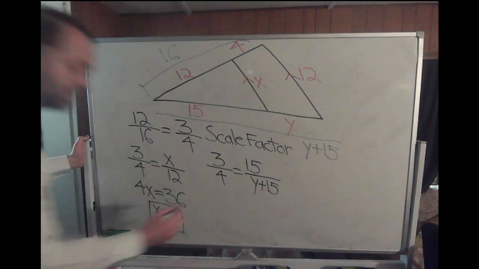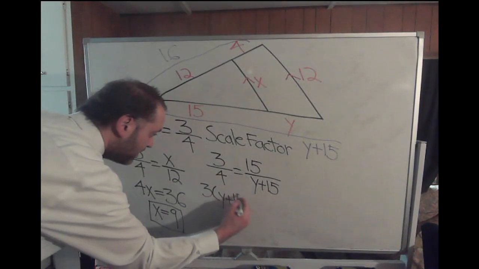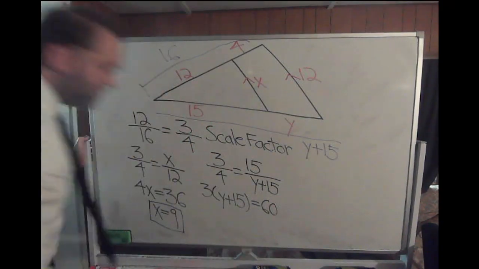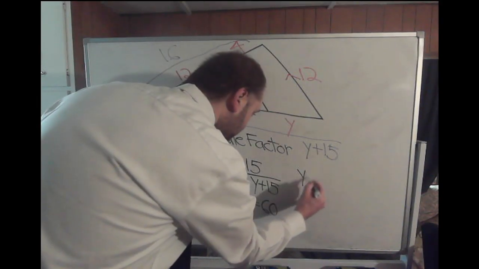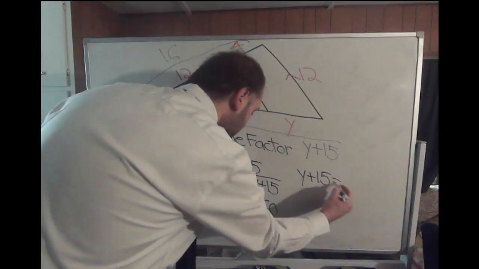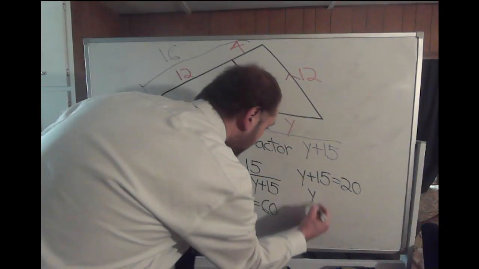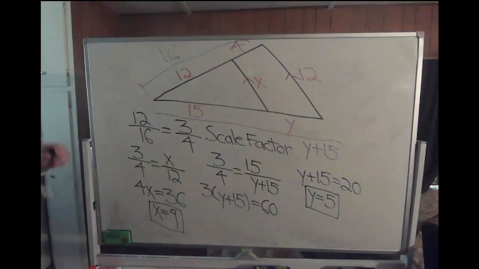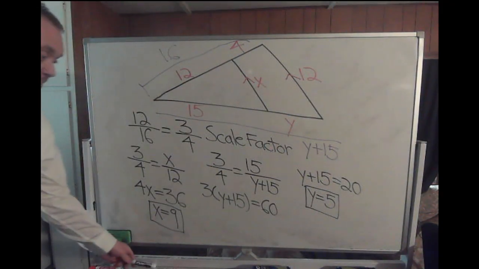So then now you're going to take your cross product. You'll take 3 times the quantity y plus 15, set that equal to 4 times 15, which is 60, which then you divide both sides by 3, and you should get that y plus 15 is equal to 20, which then should just give you that y is equal to 5. So the answers you should get are that x equals 9 and that y is equal to 5.